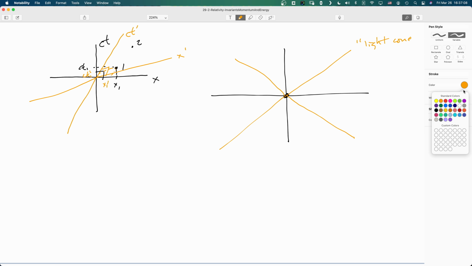Now, if I have an event that is inside the light cone like this, this is a time-like separation. This means that if I boost to anybody's frame, they will agree that this event will happen after this event.